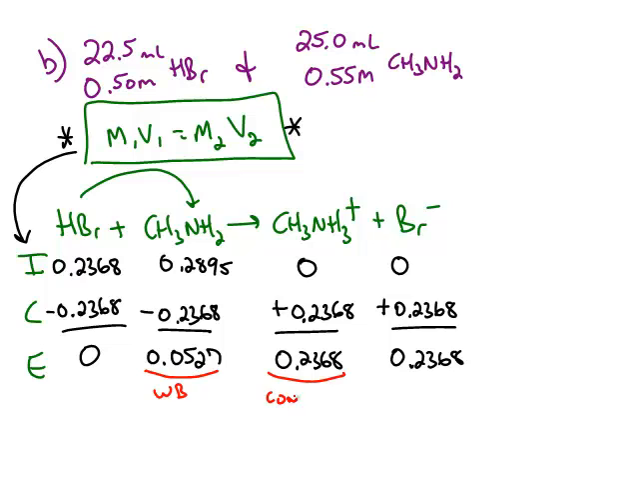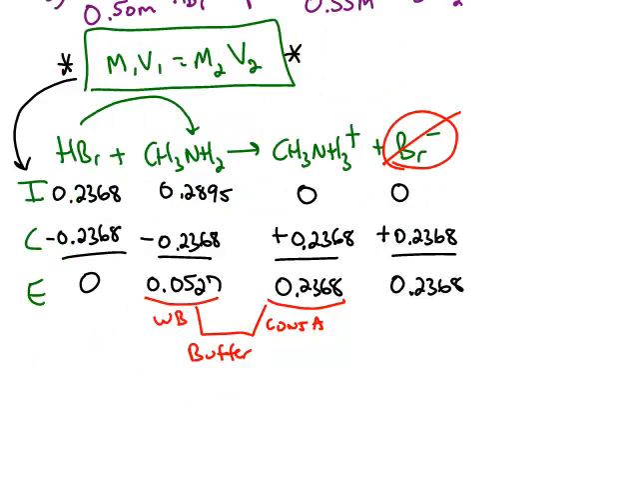We have its conjugate acid, and we have some bromide. Bromide is the conjugate of the strong acid hydrobromic, so bromide is neutral, and that means with our weak base and conjugate acid, we've created a buffer. So notice this is different than in the strong acid, strong base titration. We never made a buffer.